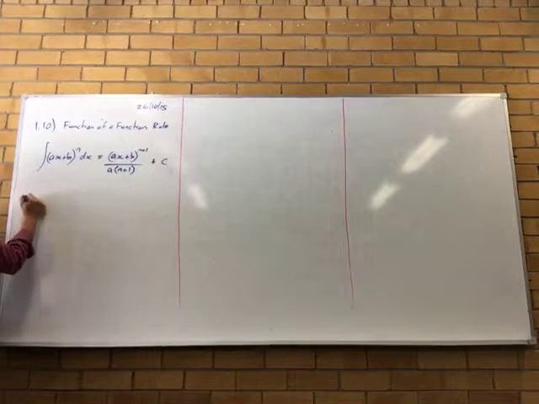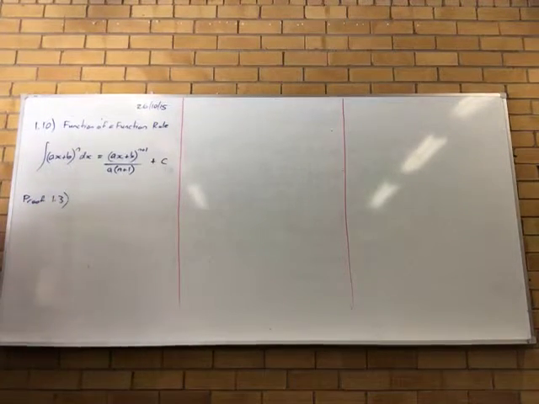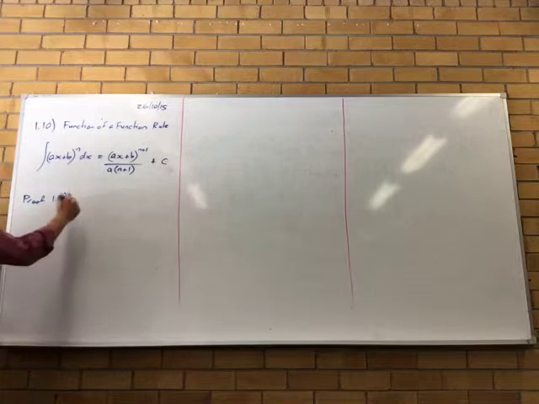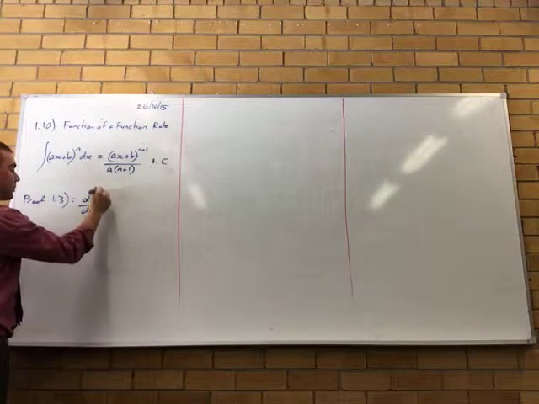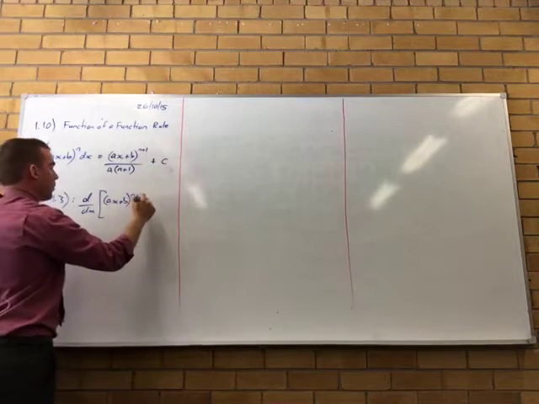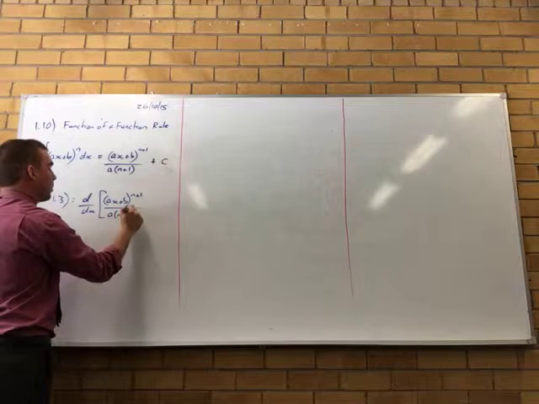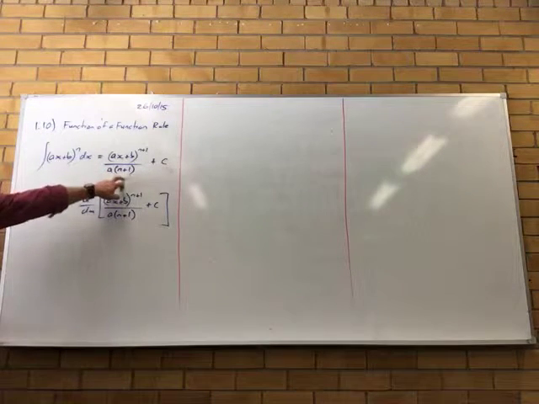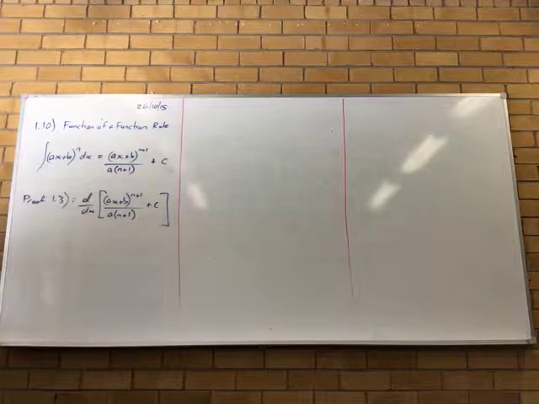Alright, so proof 1.3. We just want to make sure we're getting this and verifying it. We're going to verify it by differentiating our result, and we should get what's before the integral symbol, which is also called the integrand, for memory.